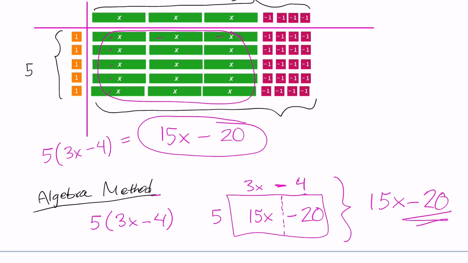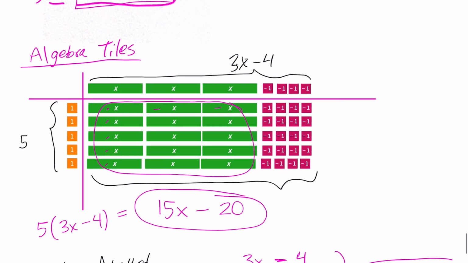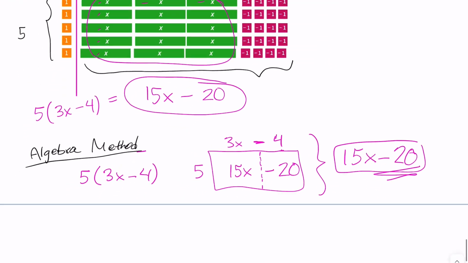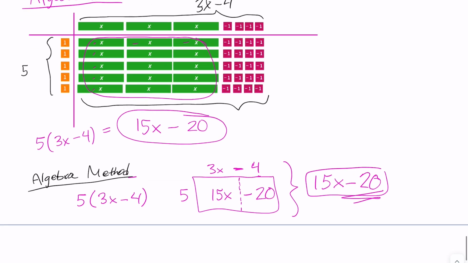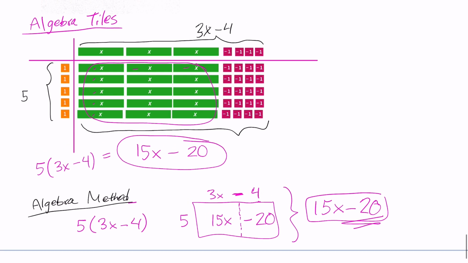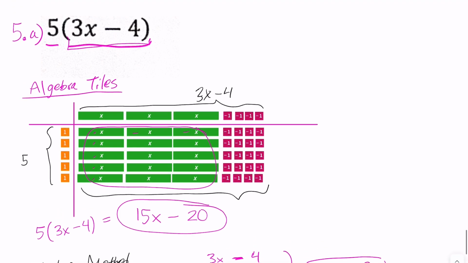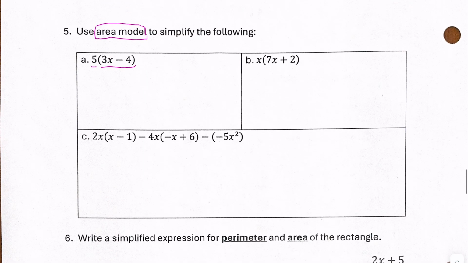Okay, so that's, again, using an area model with the visual algebra tiles. And this is an area model using just pure algebra, just using letters and symbols like variables, x's, instead of pictures. Both ways work, and they give you the same answer. So 15x minus 20 is the answer to 5a. Let's keep going on to 5b now.